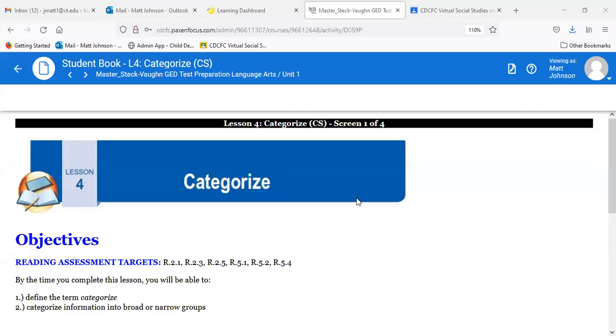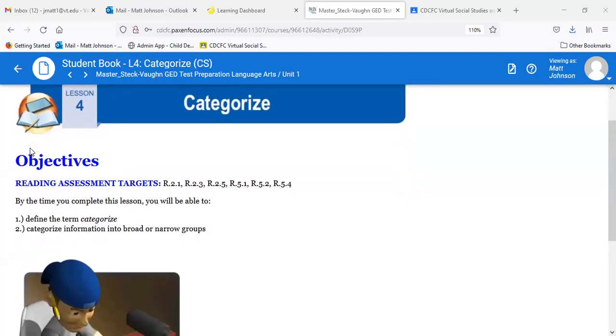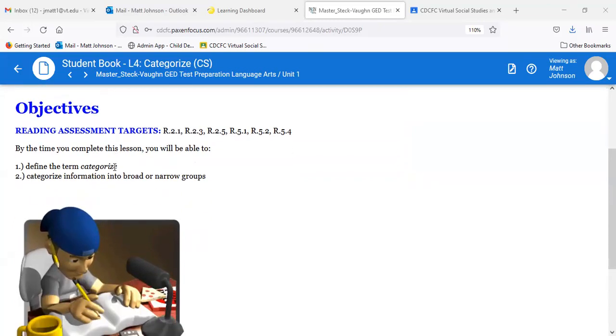So for you guys who are just coming in, just so you know, we're on lesson four, categorize. And this is following along a lot with what we did yesterday. For this lesson, we're gonna define that term categorize, and then we're gonna categorize information into broad or narrow groups. It's a lot more of that critical thinking idea. How do we categorize stuff? How do we put it in a pigeonhole with other like things? And it goes back to summarizing or sequencing, building those skills that you can use to pick apart passages.